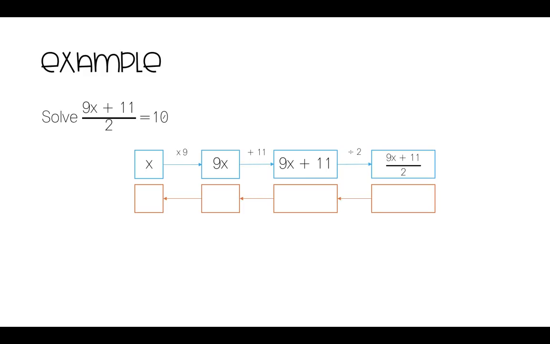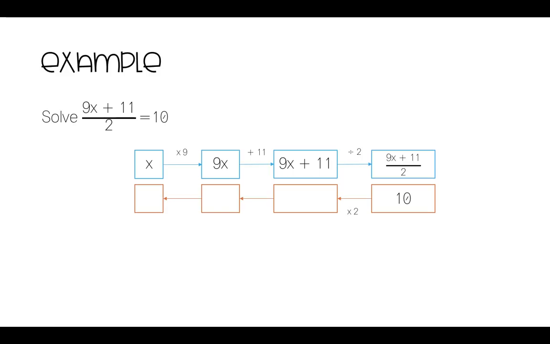Then we would divide it by 2, which gives us 9x plus 11 divided by 2. And that all equals 10. So now I want you to do the inverse, so pause it. I want you to write the inverse operations below the arrows and then complete it to find out what you get for x.